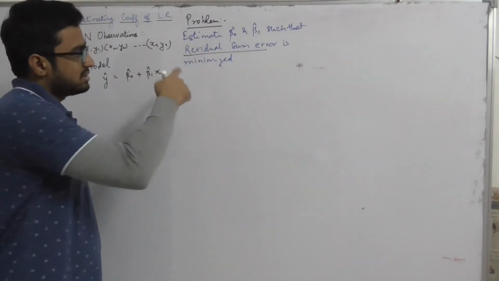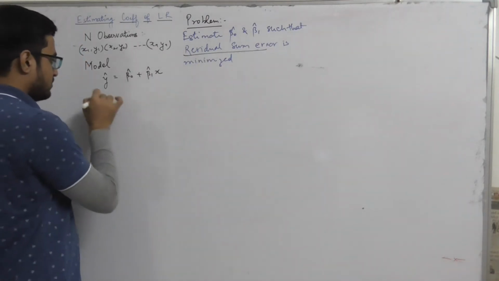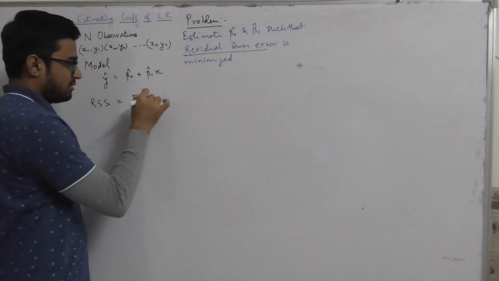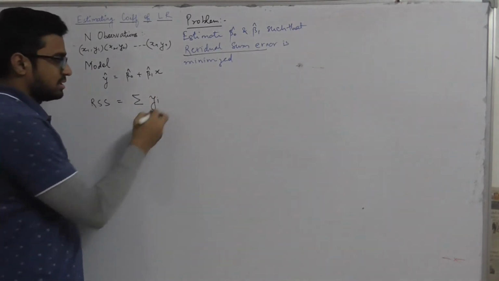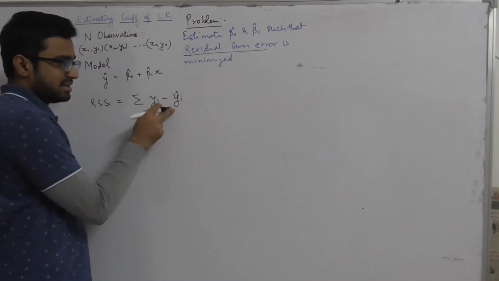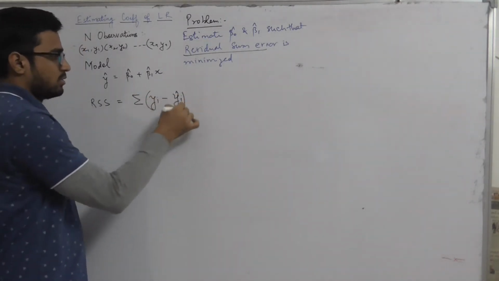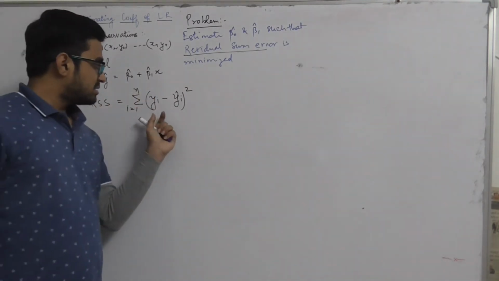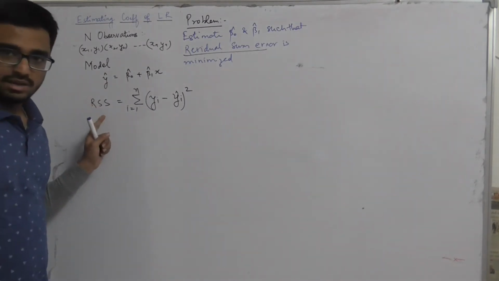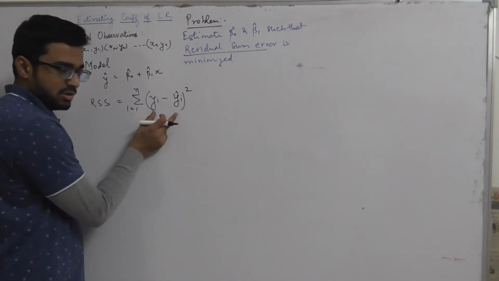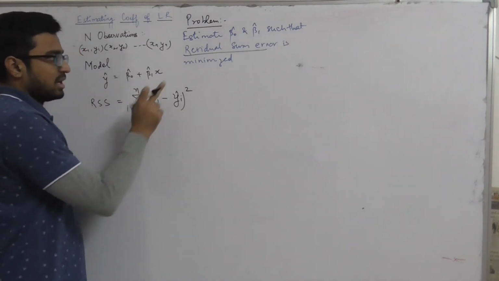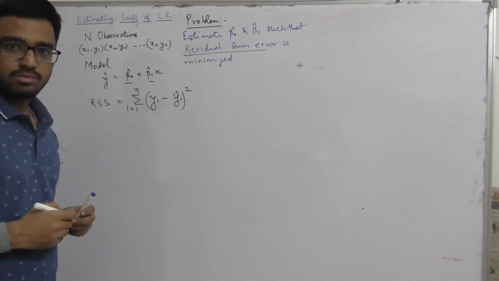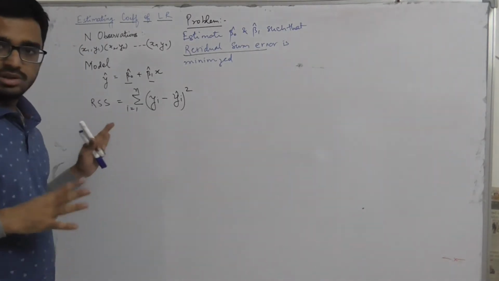So let us first see what is the sum of residual error, that is RSS. RSS is defined by the summation of yi, that is the actual observation, minus yi cap, that is the predicted observation, whole square, i is equal to 1 to n. So this is the squared sum of residual error, and yi minus yi cap is the residual error. We take a square and we sum it. Now we have to find beta naught and beta 1 such that this term is minimized. Okay, so this is our problem. This is the setup.